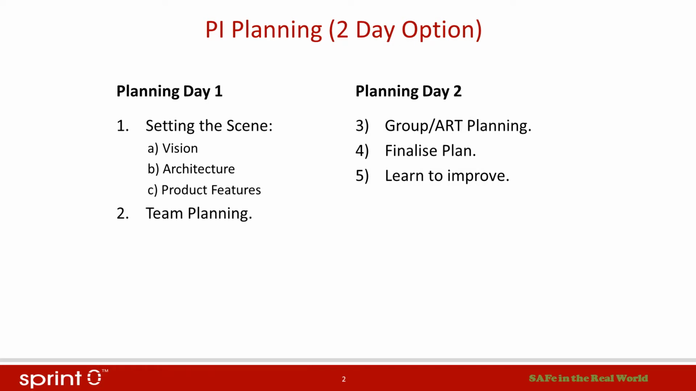Day 2 is about group planning and Agile Release Train planning, where the different teams come together, work out their dependencies, and adjust their plans. They've now had time to work by themselves on day 1, and now they can work through the dependencies, and they put together the overall Agile Release Train plan on day 2.